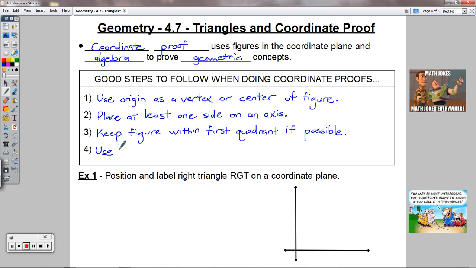And the fourth step, to use coordinates that make calculations as easy as possible. Use coordinates that make calculations as easy as possible.